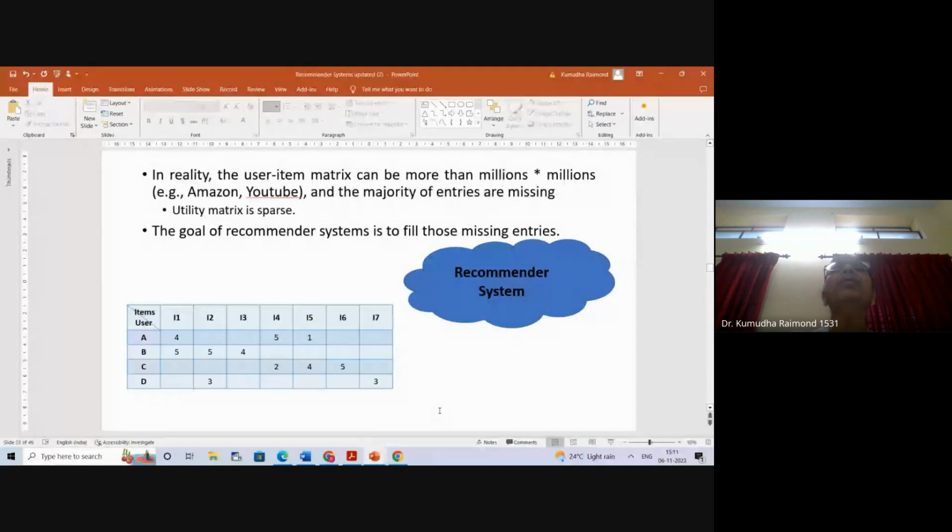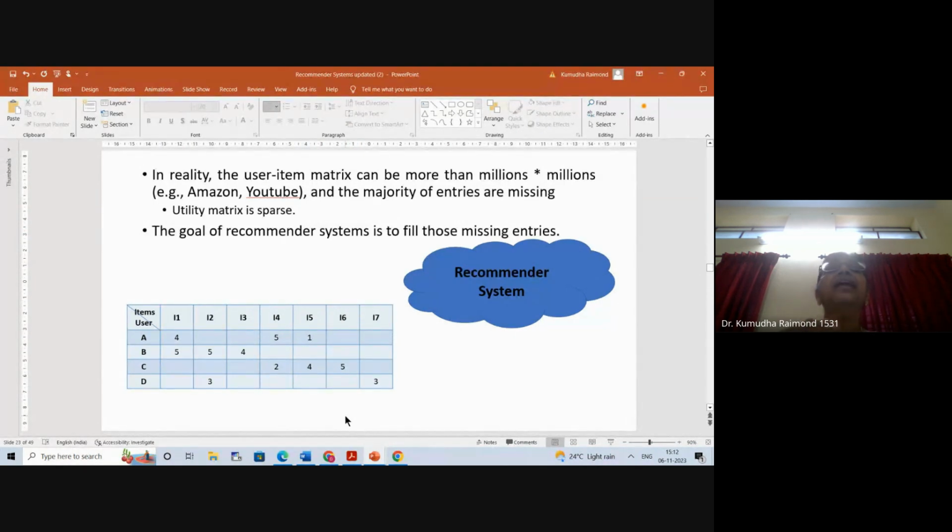But the problem here is there will be a lot of points that will be missing. For example, user A cannot be exploring all the items, because there are millions and millions of items available on Amazon, YouTube, etc. And I cannot go and search everything. And most of the places will be empty. That's why it is called a sparse matrix. This utility matrix is sparse.